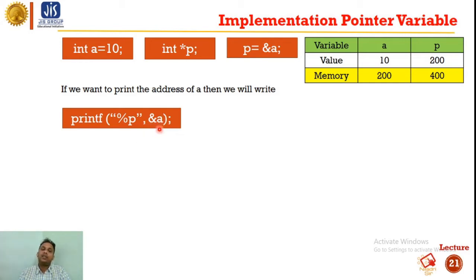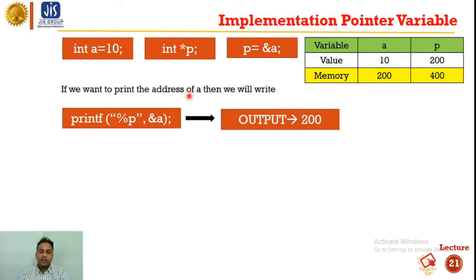What does this ampersand mean? Ampersand means address of a. What will we print? We will print the address of a, and a is 10. So this ampersand means address of. After that, address of a. So address of a means a will be substituted by 10. So the address of 10 will be 200. So 200 will be printed. So you have understood, I think.